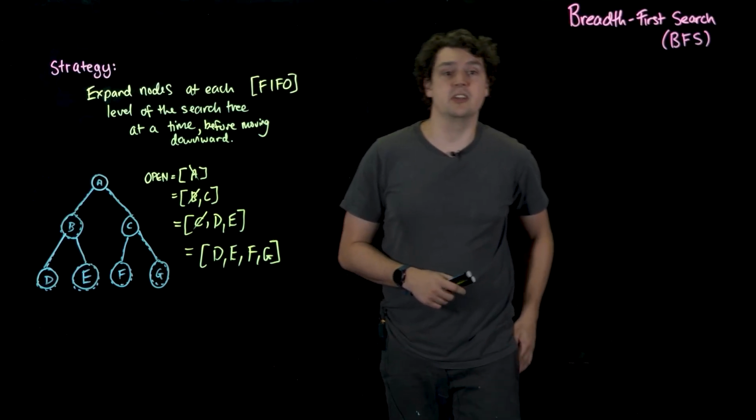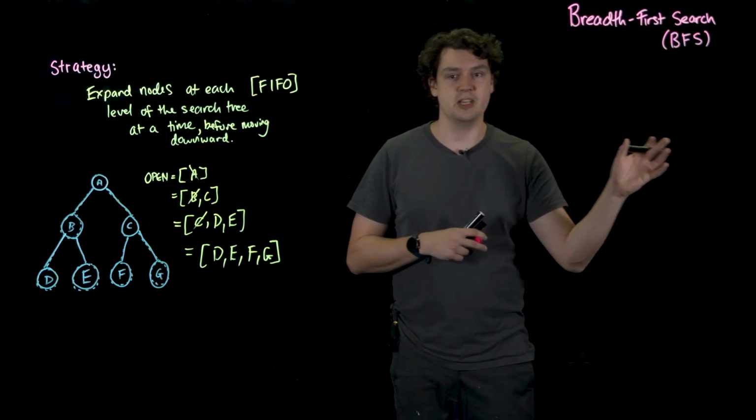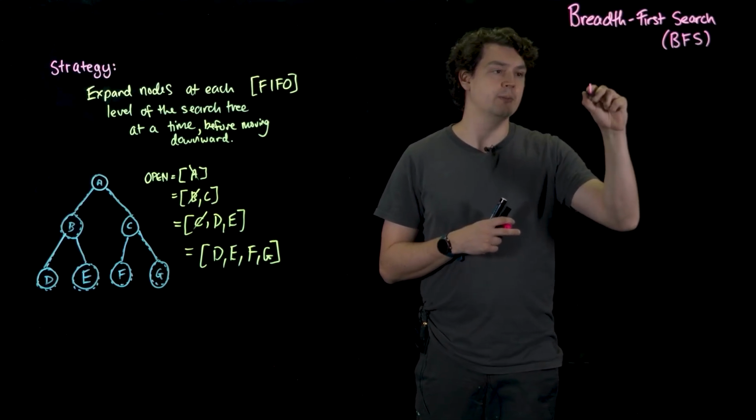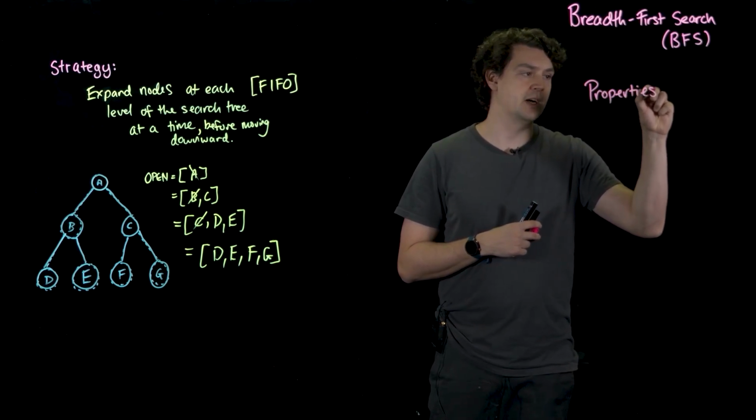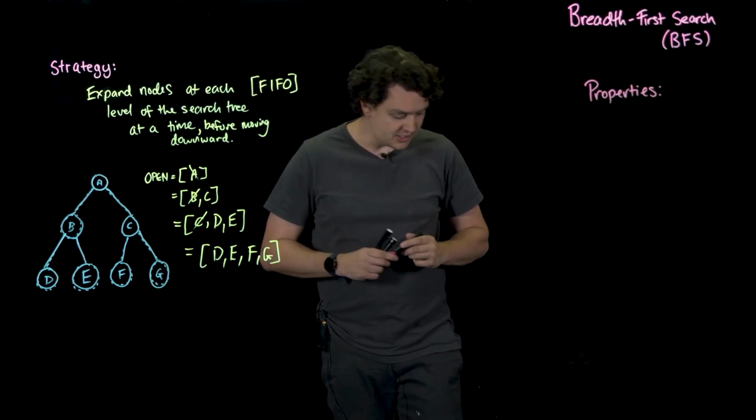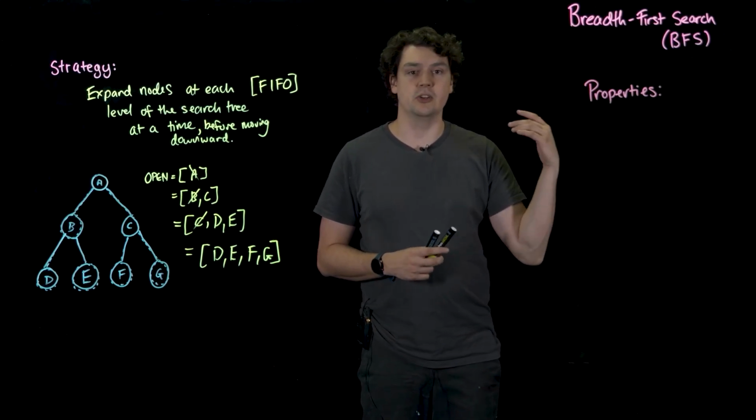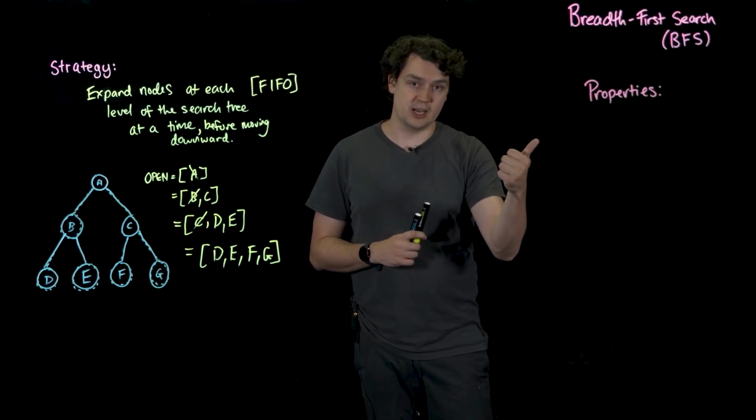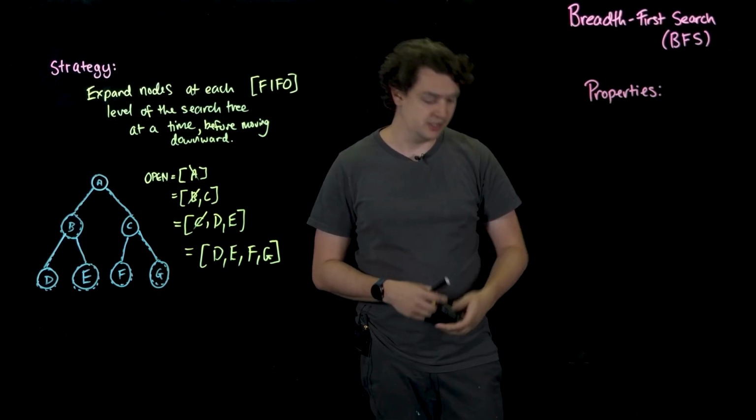After describing the algorithm, I think it makes a lot of sense, and it's very easy to understand how it works. But let's discuss the properties of the algorithm. This is a callback to the previous video: we're going to be looking at space and time complexity, as well as the completeness and optimality of our algorithms.